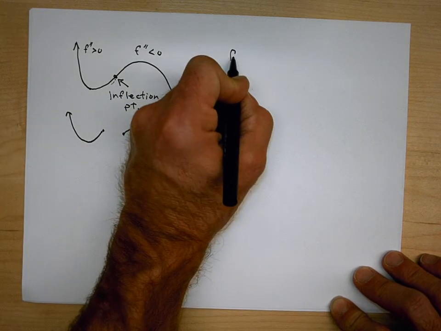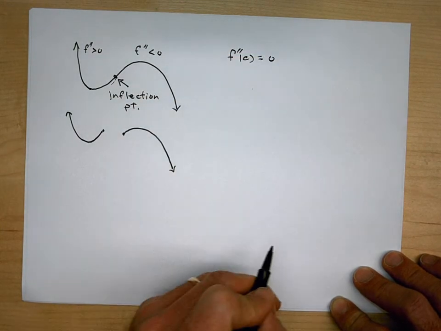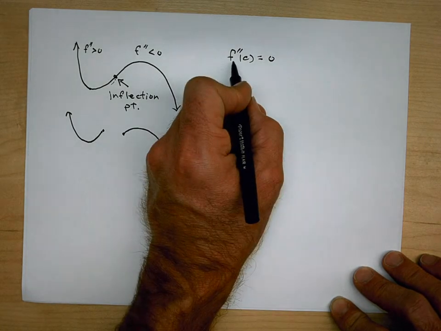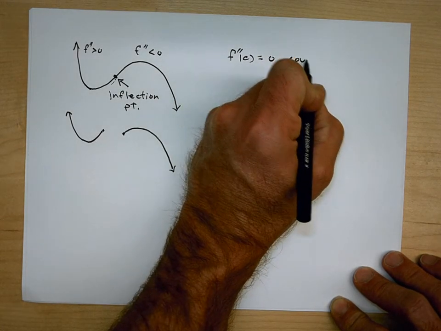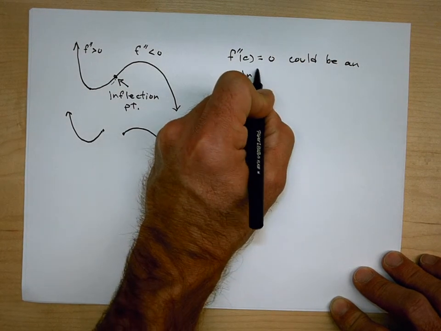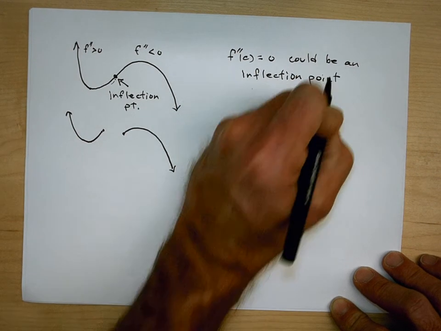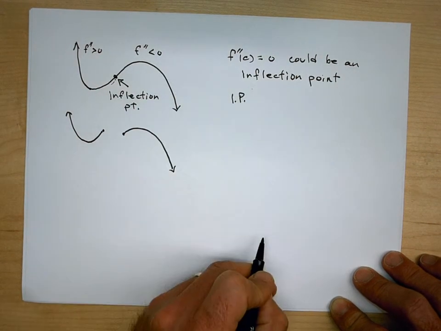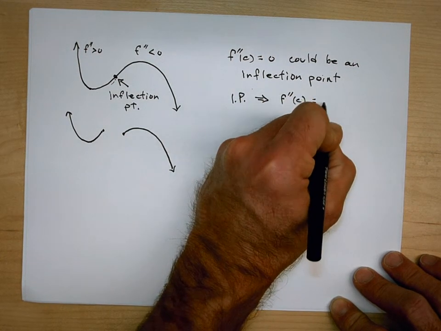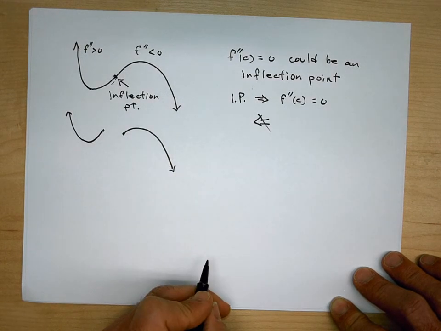Well, we say f prime of c is 0, then that could be an inflection point. If it's an inflection point, I'll just abbreviate that IP, then that implies that the second derivative is 0. But we can't necessarily conclude anything going in this direction.